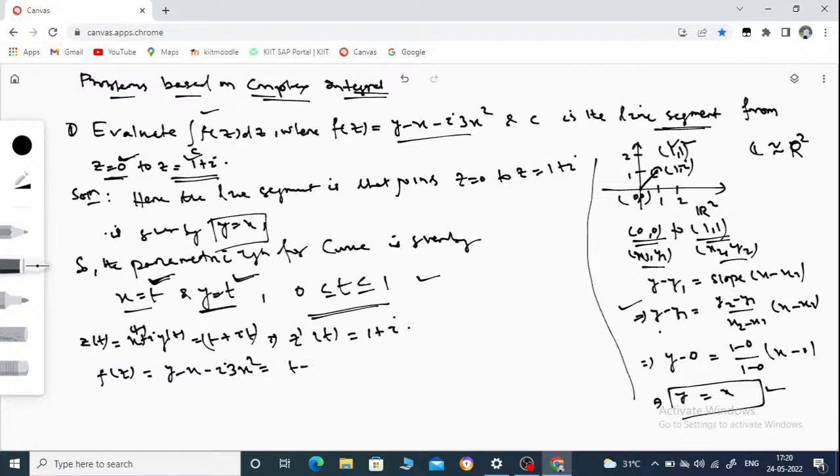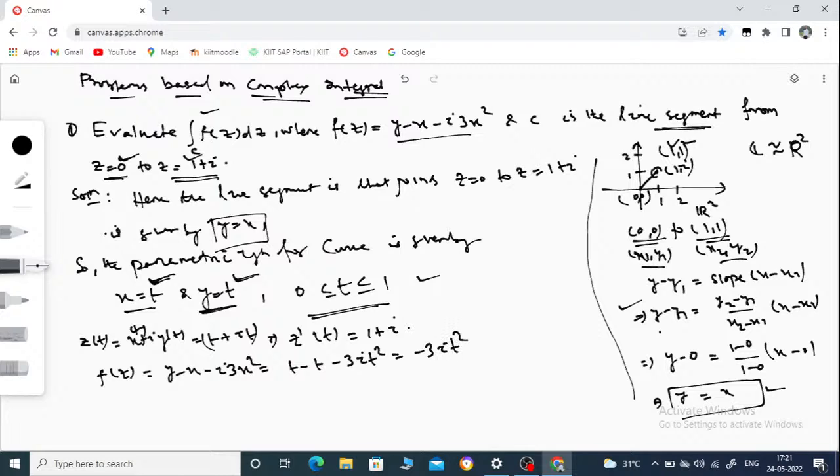So this will be t. In place of x you will write t, in place of y you will write t. So this is t minus 3i t square. So t can cancel out, then it will be only minus 3i t square.